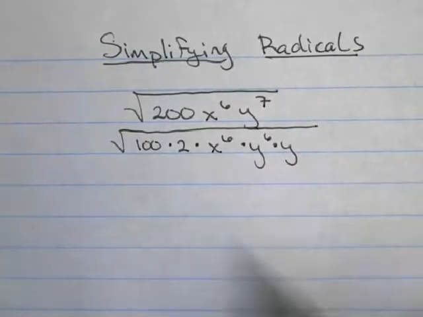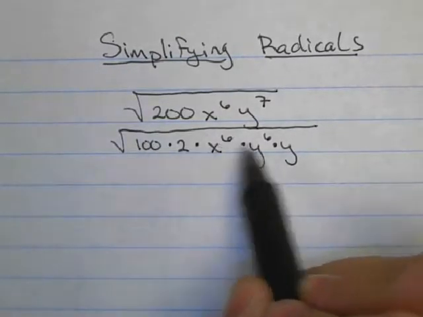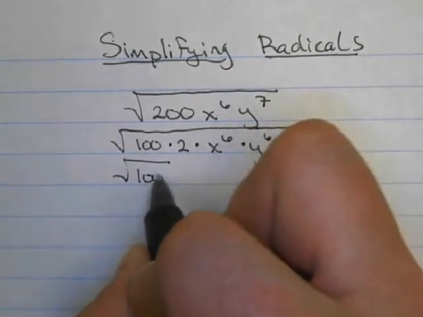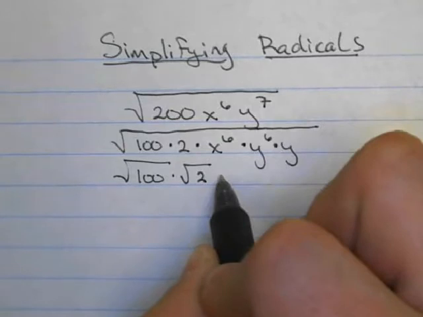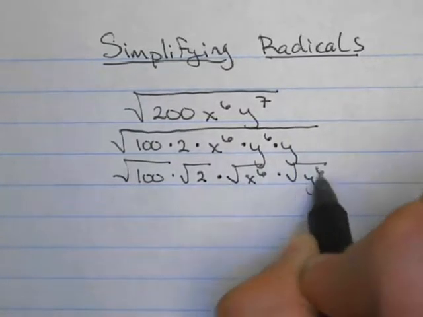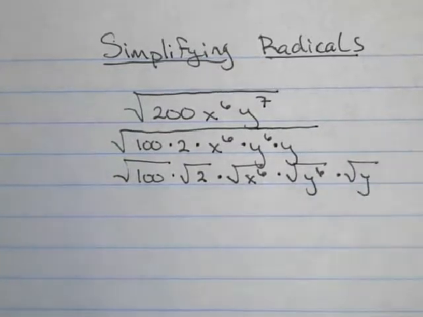Now what I can do is break this into 1, 2, 3, 4, 5 different radicals. I can have the square root of 100 times the square root of 2 times the square root of x to the 6 times the square root of y to the 6 times the square root of y. Now which of these radicals can we simplify?